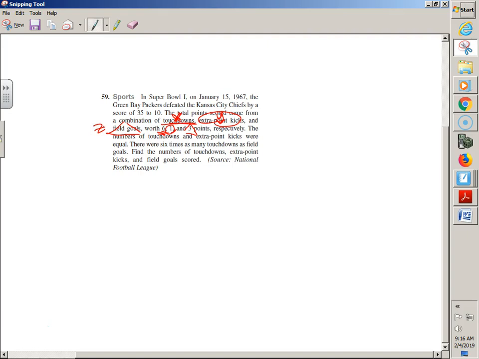So what did they just tell us if the touchdowns and the extra point kicks were equal? We're looking for a system. We need 3 equations with 3 unknowns. I have one just from the first clue. There were 6 times as many touchdowns as field goals. How can I write that? Yeah. How many touchdowns there were was 6 times how many field goals there were. Some people would have switched this accidentally, but it's how many touchdowns were 6 times how many field goals. That one was a little hard to set up.